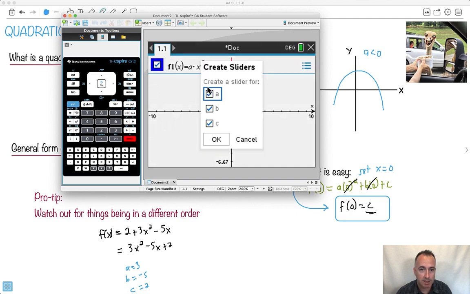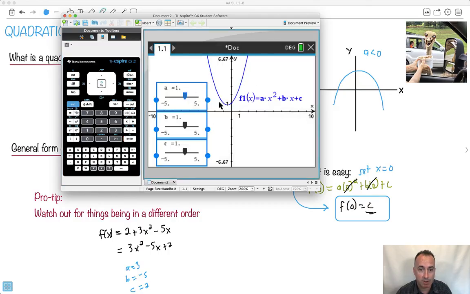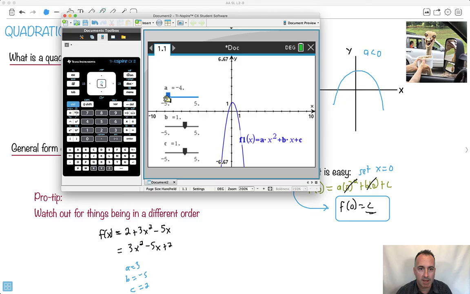If I do that, watch, it asks me, do you want a slider for A, B, and C? Yeah. Let's mess around with numbers now. So now I've got things at 1, 1, and 1. So if I made this 1, 1, and 1, it would look like this. Watch carefully what happens then. I'll just place it here. What if I play with just A? Watch. I'll make A negative. Remember I said it's going to open downwards? Look, it opens downwards always. If I make A positive, look, it opens upwards and it's steeper.